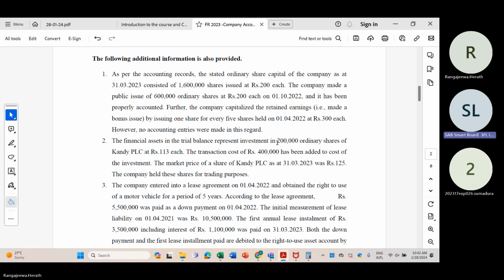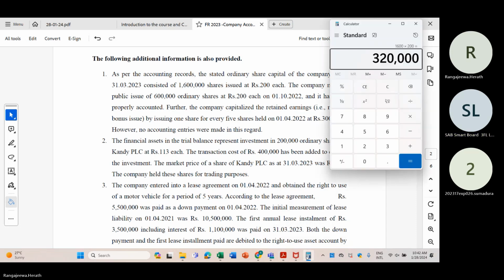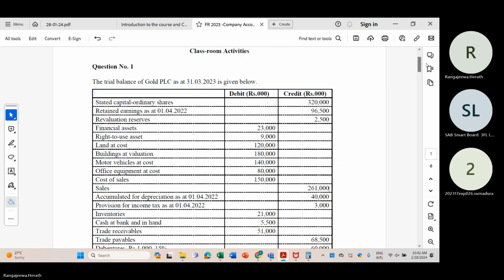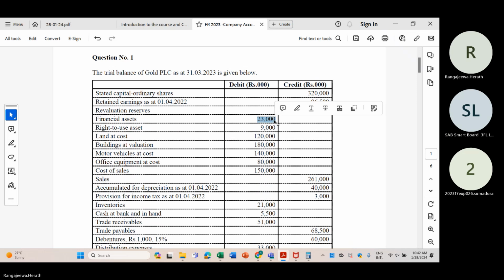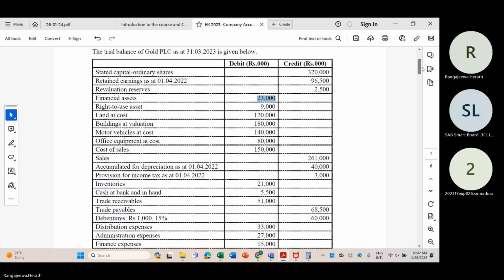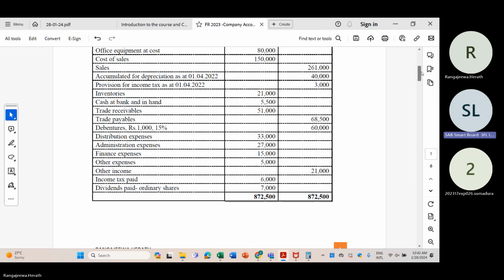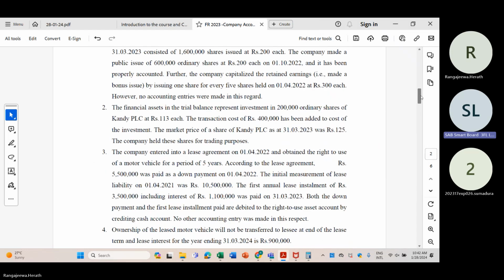The financial asset in the trial balance represents 200,000 ordinary shares at 113 each. 200 into 113 is 22,620. But we have 26,000. But then only 22,600. The balance is 23,000. A transaction cost of 400 was added to the cost of investment. A transaction cost of 400, so there is 23,000.